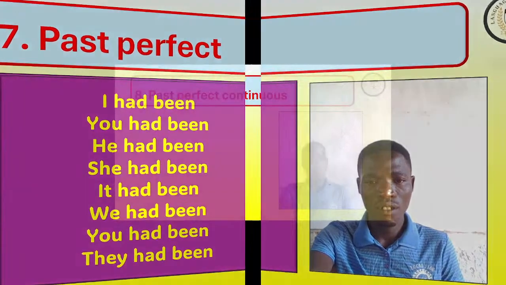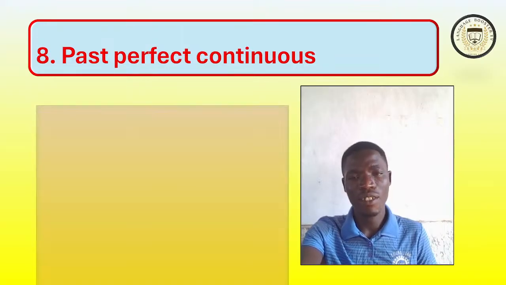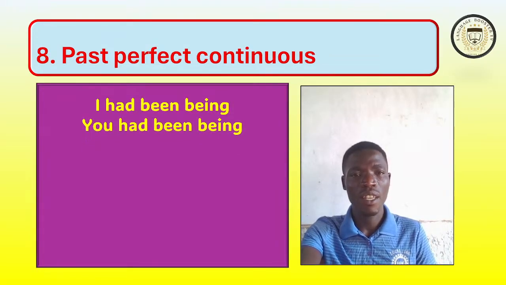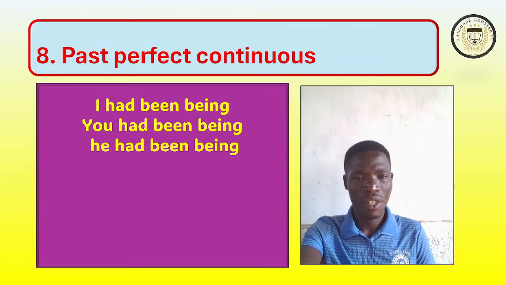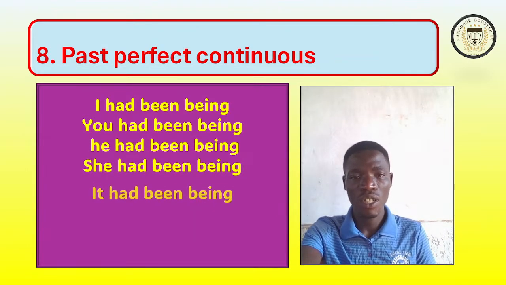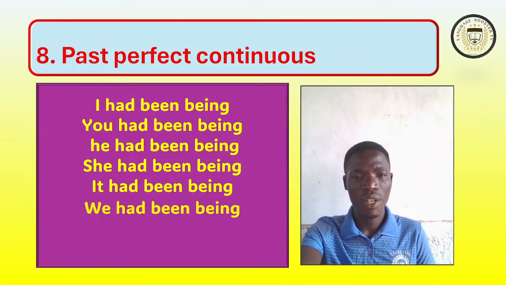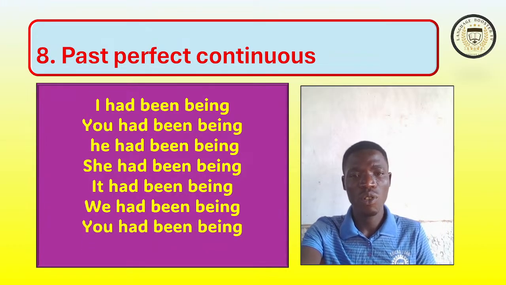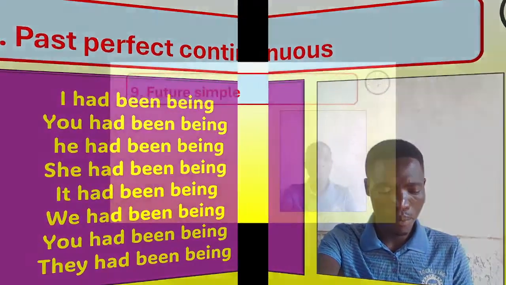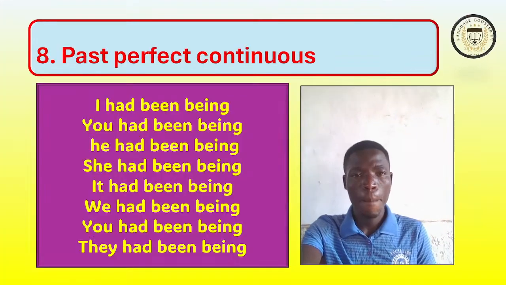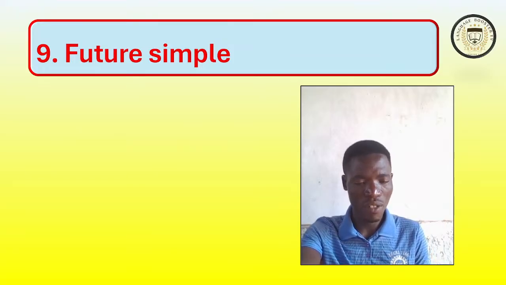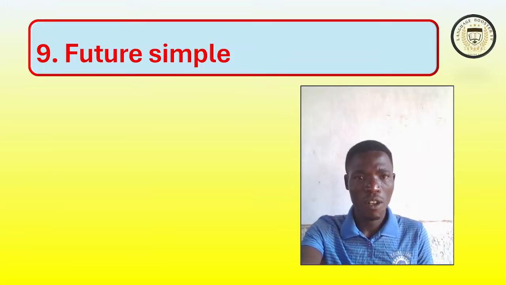In past perfect continuous, you can say I had been being, you had been being, he had been being, she had been being, it had been being, we had been being, you had been being, and they had been being. That is the verb to be in past perfect continuous. Then let us continue with future simple.